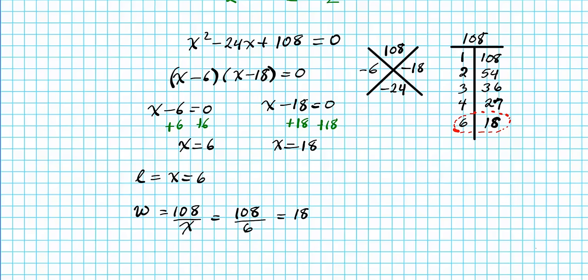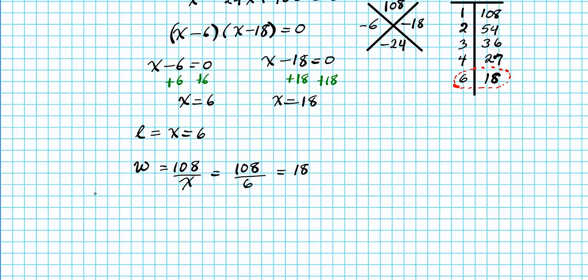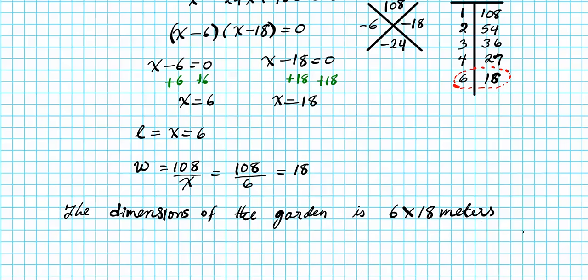Okay, all right, so let's state the dimensions of our garden. The dimensions of the garden is 6 by 18 meters. Okay, so that's the answer.